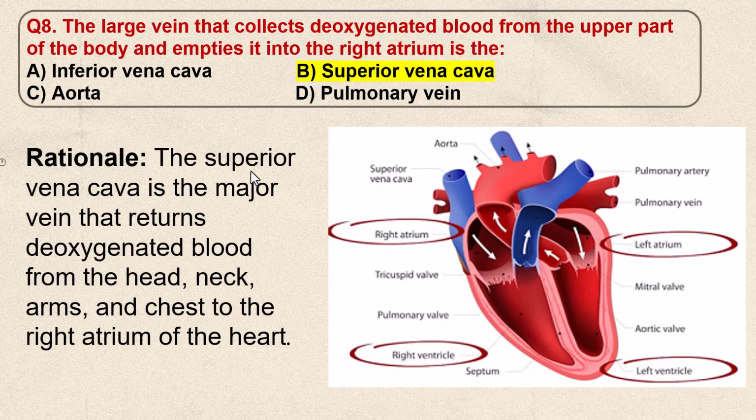Superior vena cava. When you look at the picture, you can see the superior vena cava is coming from the top. The superior vena cava is the major vein that returns deoxygenated blood from the head, neck, arms, and chest to the right atrium of the heart.